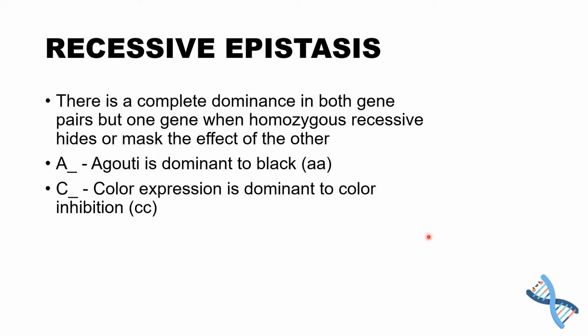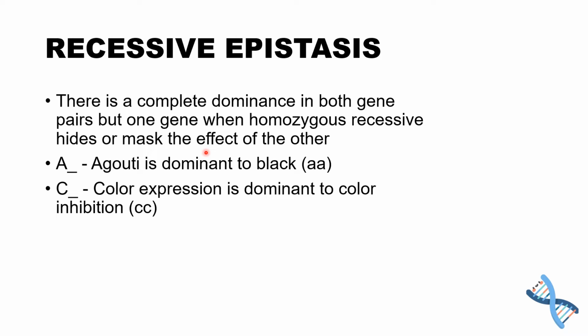Then, let's go to the next gene interaction, which is what we call recessive epistasis. In recessive epistasis, there is complete dominance in both gene pairs, but one gene, when homozygous recessive, hides or masks the effect of the other. So, that is how the interaction works. The two genes have complete dominance, but when one gene is homozygous recessive.